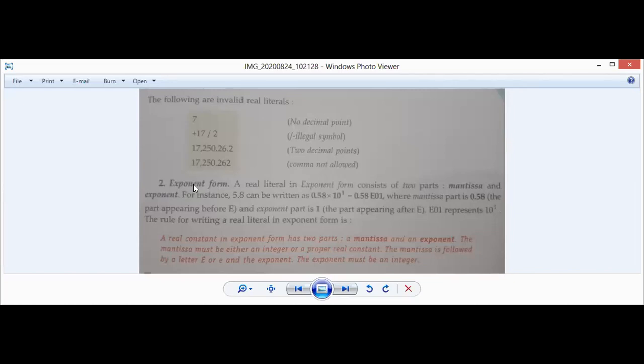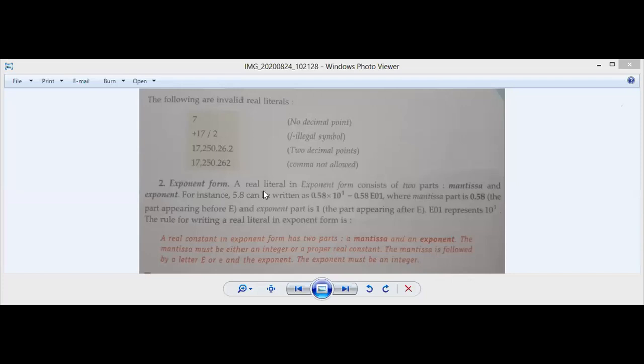Before explaining the exponent form, let me give some examples. If you write 7 only, it is not considered a float value, it is only an integer value. In the same way, if you write plus 17 by 2, this is also not a float value, because slash is an illegal symbol. Commas are not allowed, as I told before, and two decimal points are also not allowed.